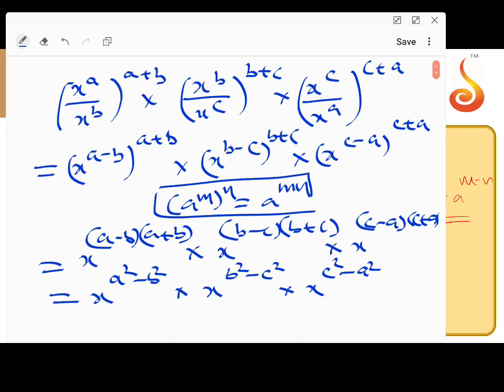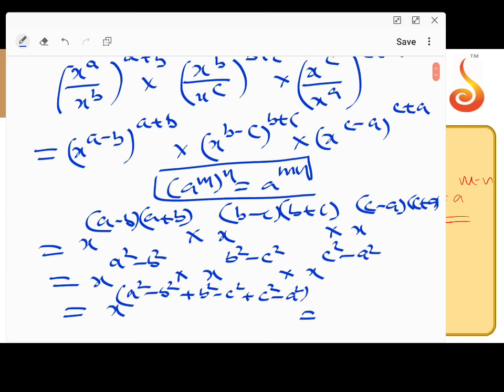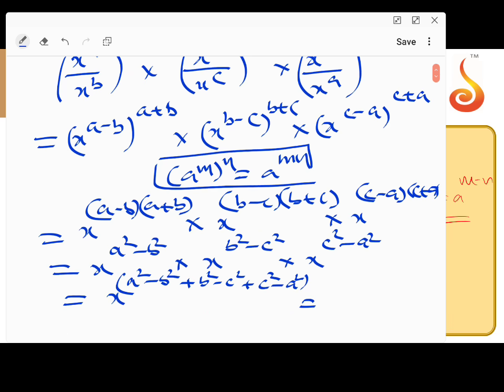Clear this one? Now what is the next step? If all the bases are the same, we can add the powers: x^((a²-b²)+(b²-c²)+(c²-a²)). I'm adding all the powers, so observe them. Here a² and minus a² cancel. Minus b² and plus b² cancel. Plus c² and minus c² cancel. So everything cancels, giving x^0. That value equals 1. So the entire expression value is 1 only. I hope this is clear.